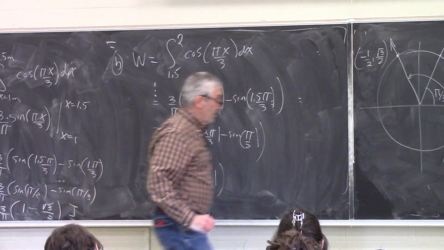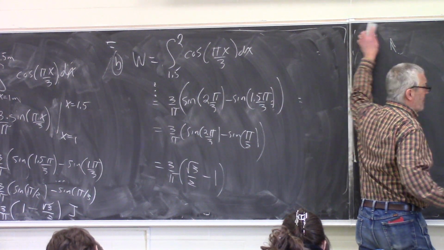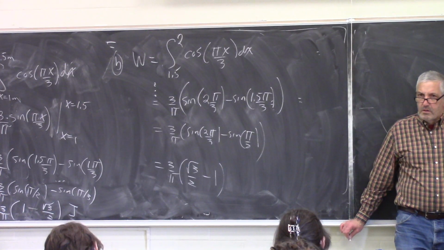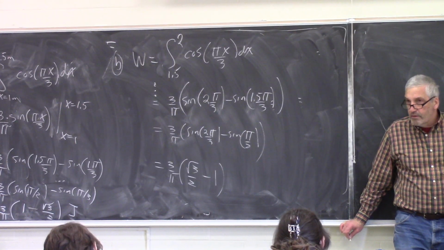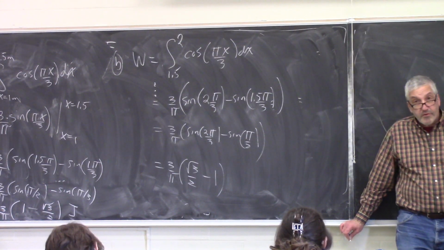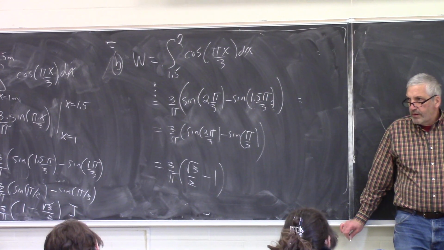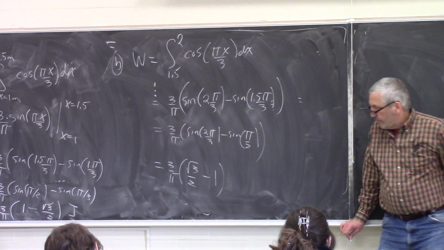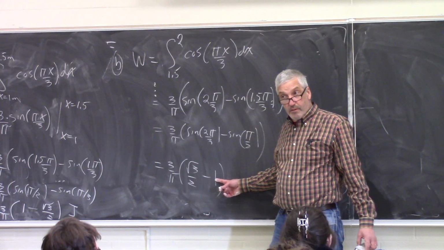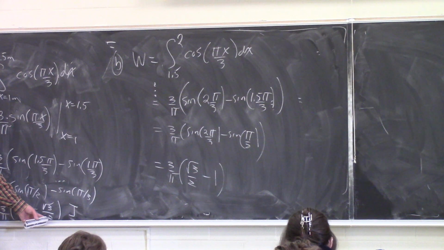Now, how big of numbers are these? How big is square root of 3? Say again? Like 1.7 or something? Yeah, 1.732 roughly. So square root of 3 over 2 is about 0.86. So that minus 1 is actually a negative quantity. Over here, 1 minus 0.86, that's a positive quantity.